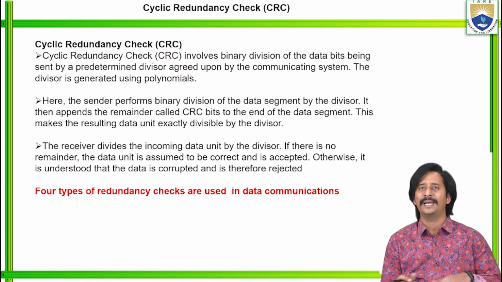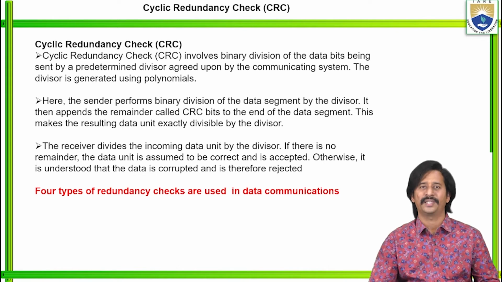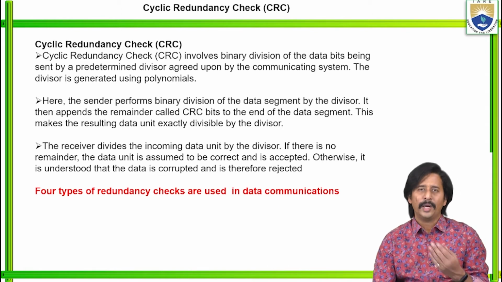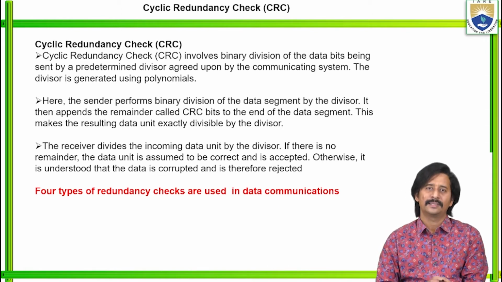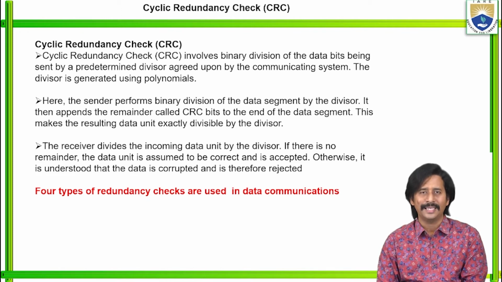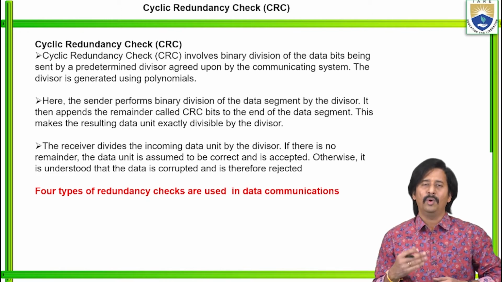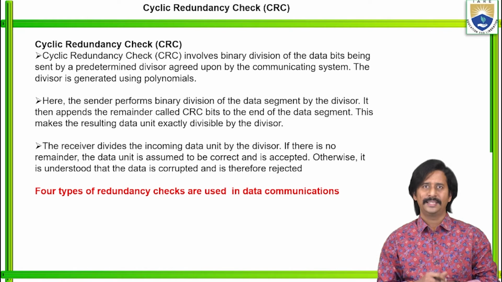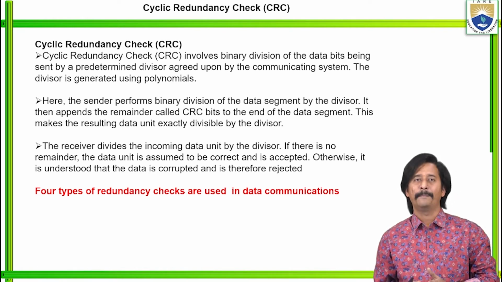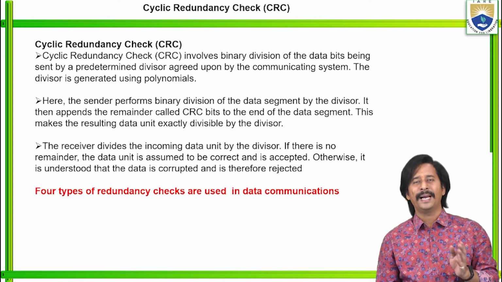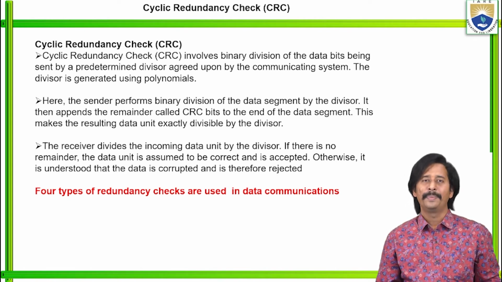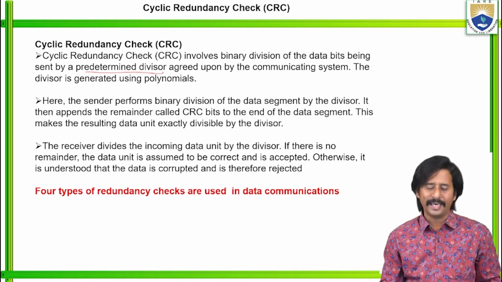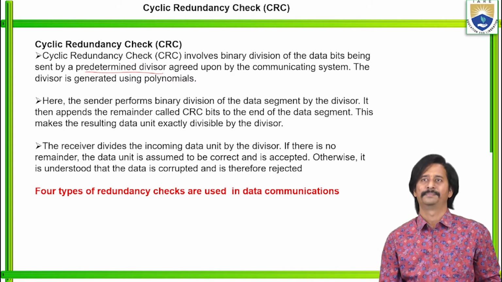Then coming to the next mechanism, that is the CRC, cyclic redundancy check. According to the performance metric, this cyclic redundancy check has more performance when compared to the previous two techniques, the parity bit as well as the checksum. The cyclic redundancy check involves binary division of the data bits being sent by a predetermined divisor agreed upon by the communication system.